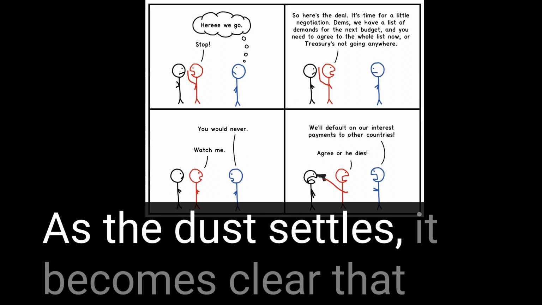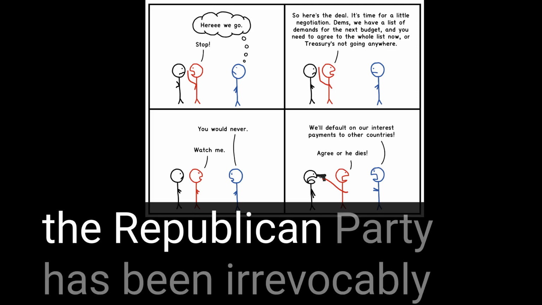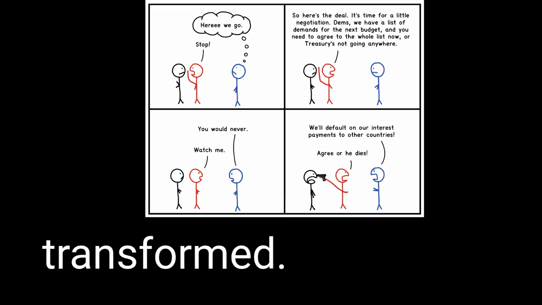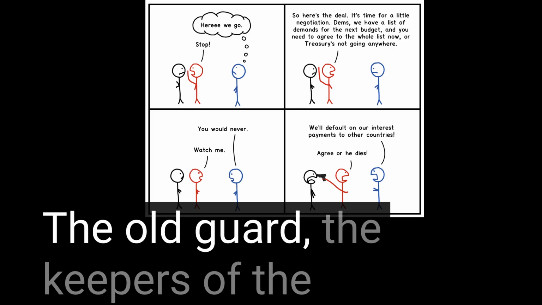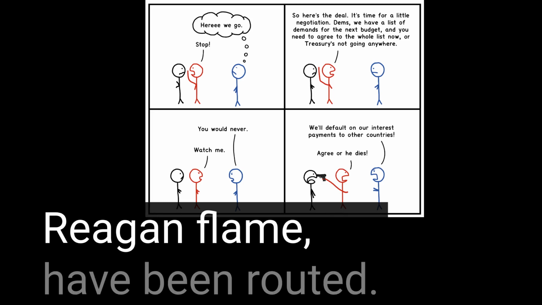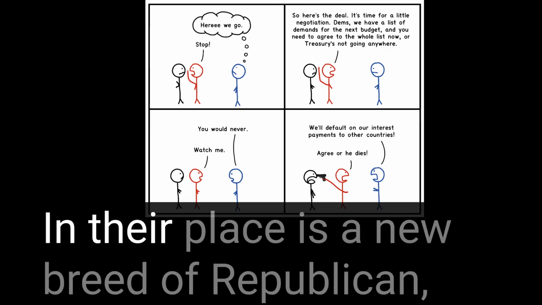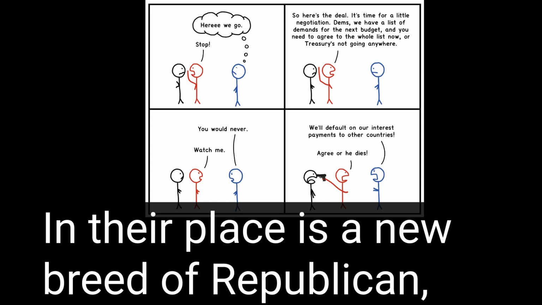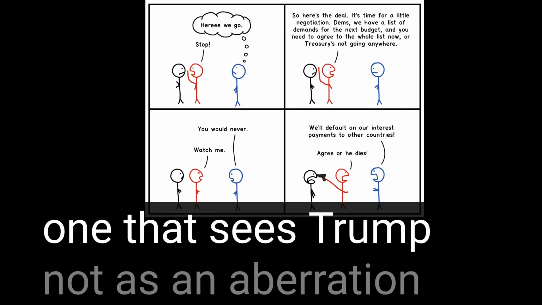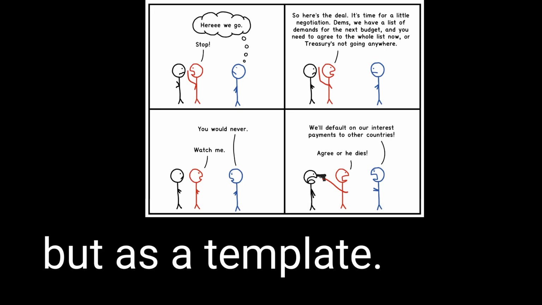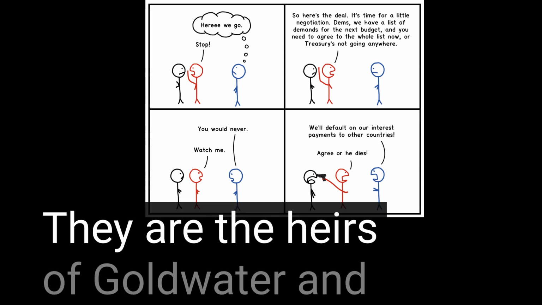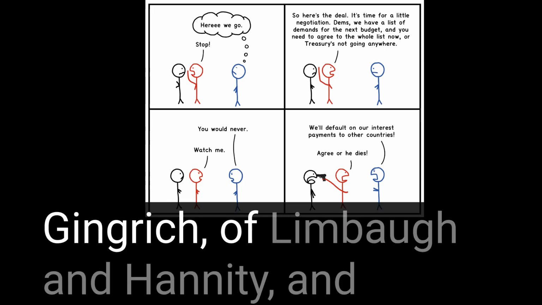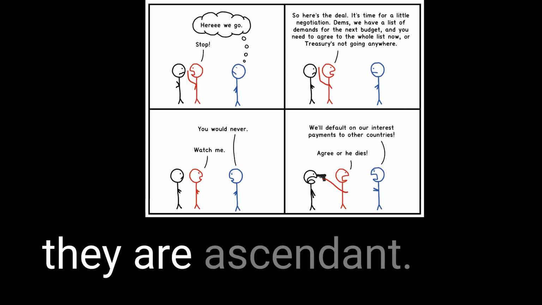As the dust settles, it becomes clear that the Republican Party has been irrevocably transformed. The old guard, the keepers of the Reagan flame, have been routed. In their place is a new breed of Republican, one that sees Trump not as an aberration, but as a template. They are the heirs of Goldwater and Gingrich, of Limbaugh and Hannity, and they are ascendant.